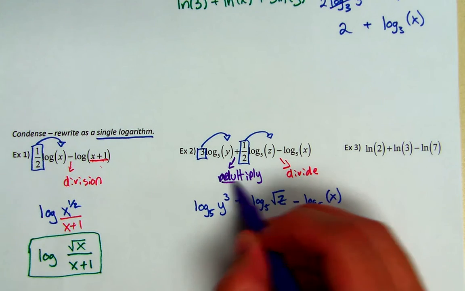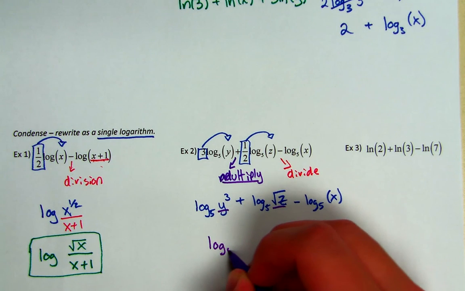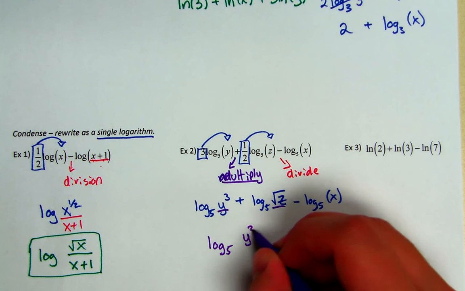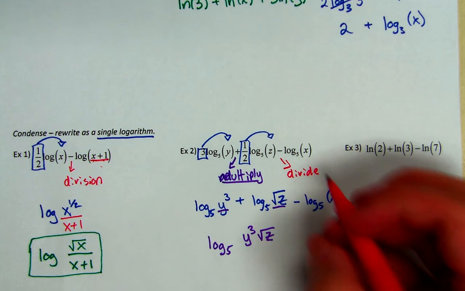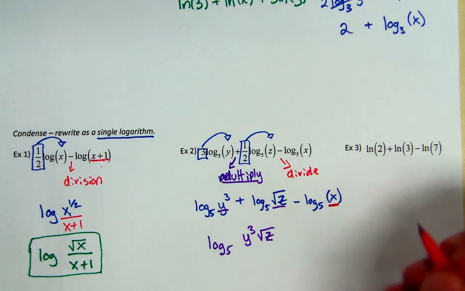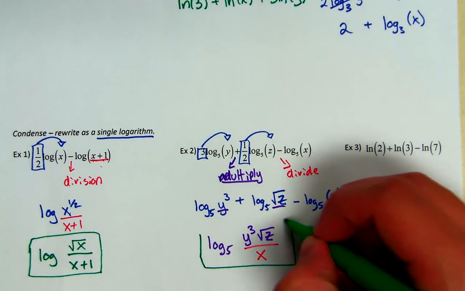Multiplying. What am I multiplying? Those. So I need log base 5 of y cubed times square root z. Subtract, or divide. What am I dividing by? x. So divided by x. And then that is your final answer.